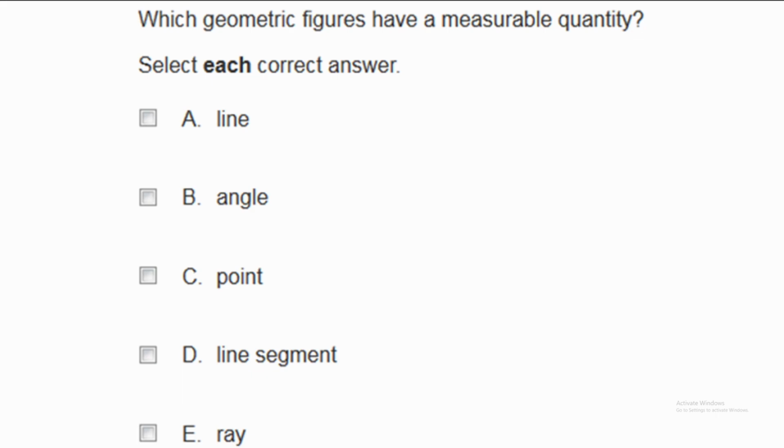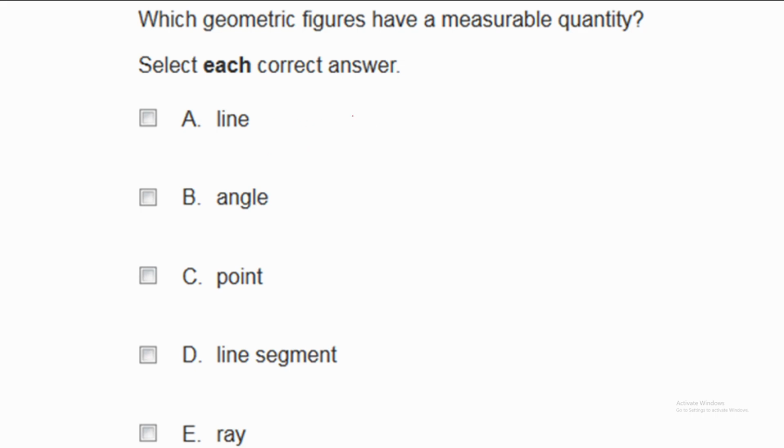So our first question, and now we're going back straight to the basics of vocabulary here. First couple questions are basics of vocabulary. It says, which geometric figures have a measurable quantity? Select each correct answer. So we're going to go down the checklist, right?